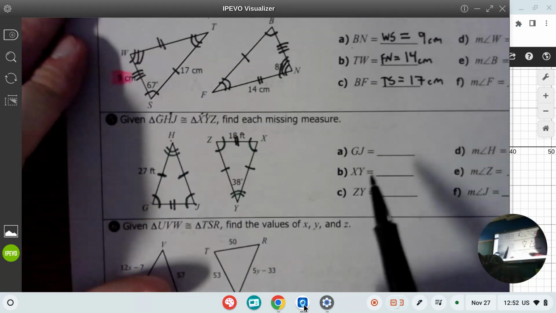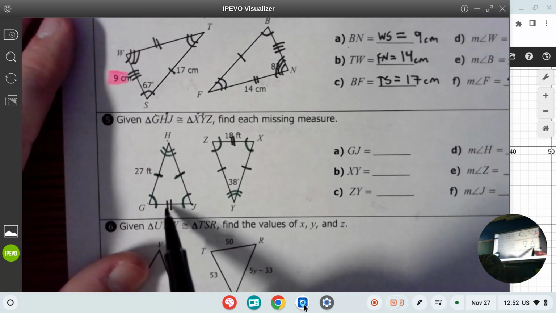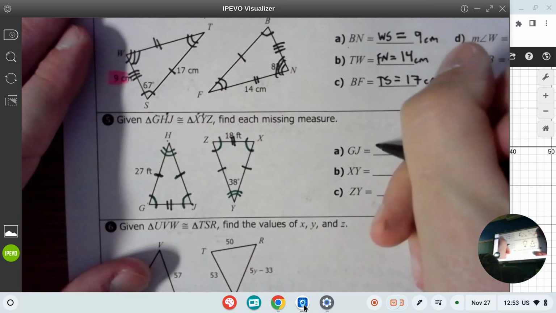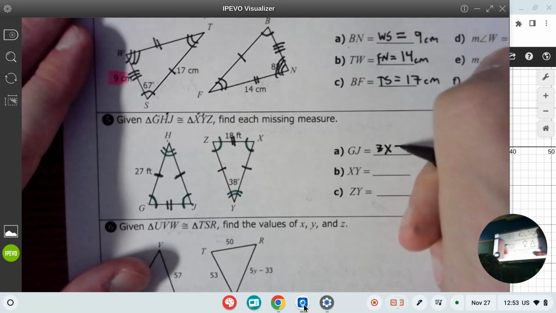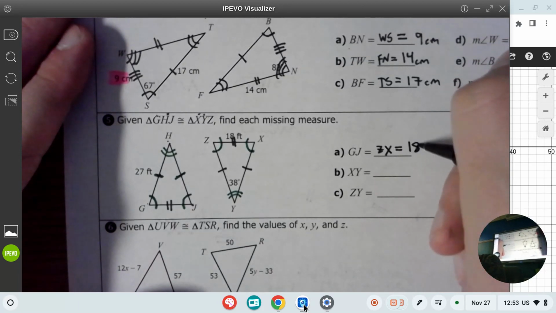Okay, let's finish this up quickly, right? GJ, okay, here's GJ. It's the bottom. It's the double slash. The double slash is over here, which is ZX. And we have the actual measurement for ZX, which is 18 feet.